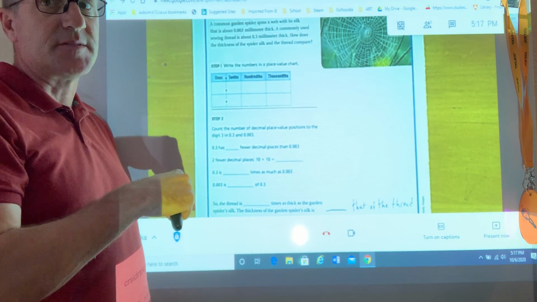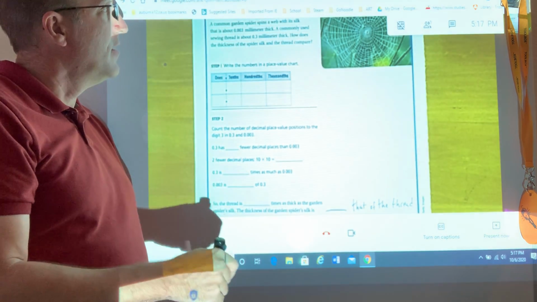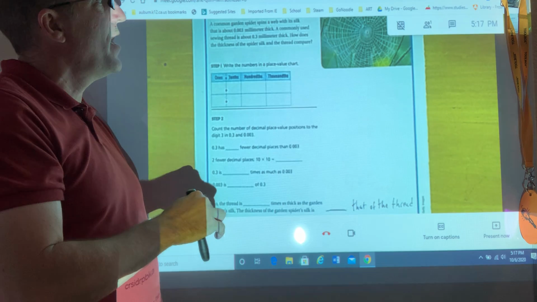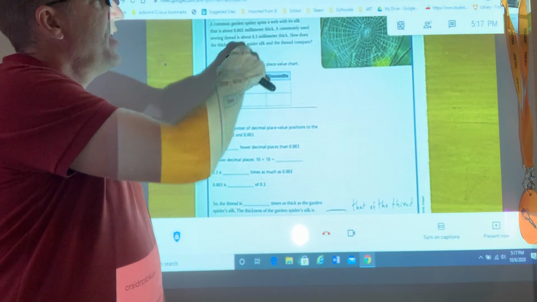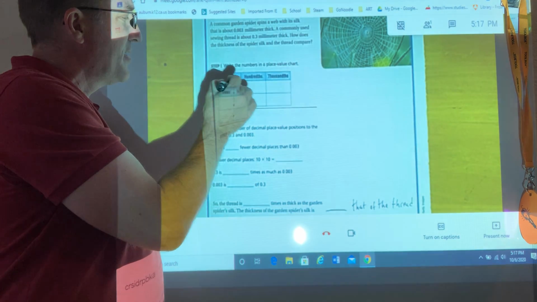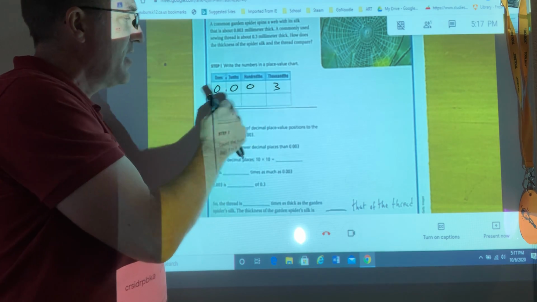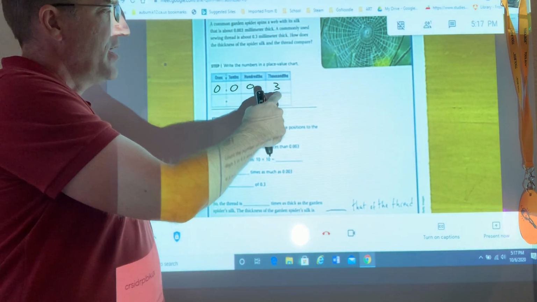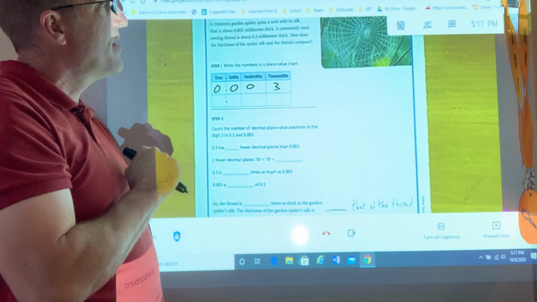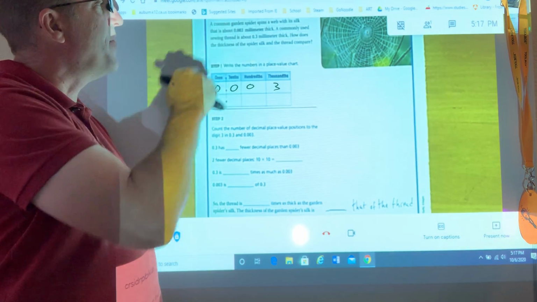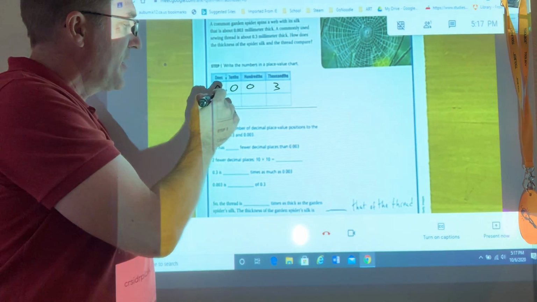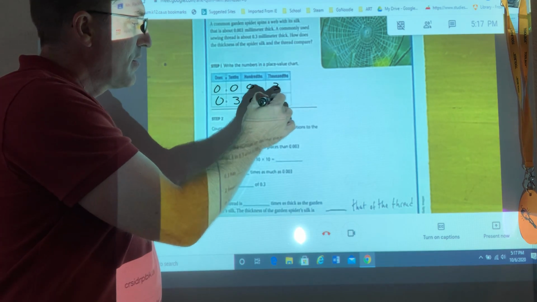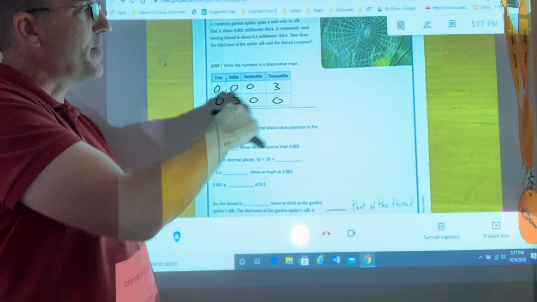They're the same digit, different spots. How do they relate? A common garden spider's web has silk that is 3/1000ths of a millimeter thick. So I'm going to put that on here, 0.003, even smaller. And a commonly used sewing thread is about 3/10 of a millimeter thick. So I'm going to put that in here. Now I can look at them and compare them.